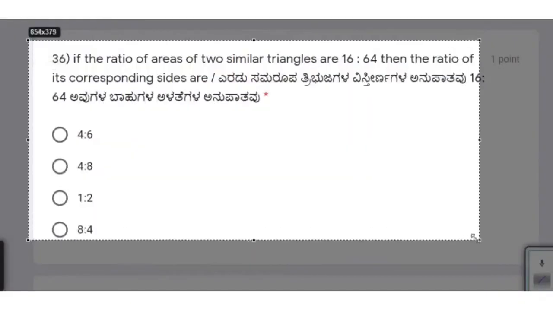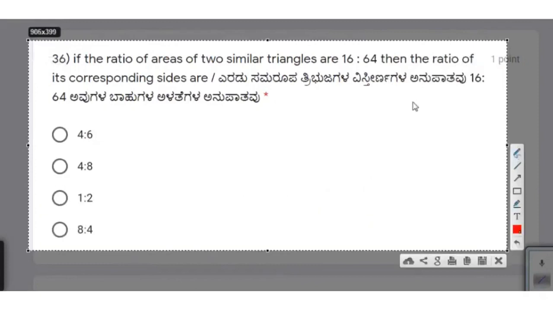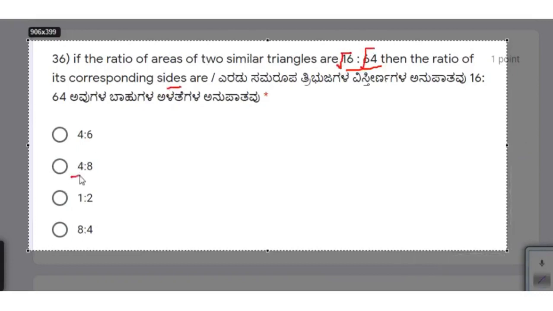36th question: if the ratio of areas of two similar triangles is 16:64, then the ratio of their corresponding sides is. They have given the ratio for similar triangles and are asking to find the sides. It's simple, students. You have to take the square root. Square root of 16 is 4. Square root of 64 is 8. 8 8s are 64, 4 4s are 16. The reason is a theorem in similar triangles: the ratio of areas of similar triangles is equal to the square of the ratio of their corresponding sides. Based on this theorem, we got the answer as 4:8.